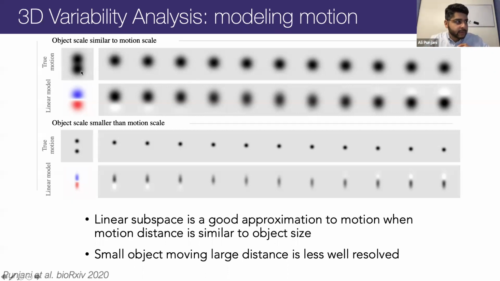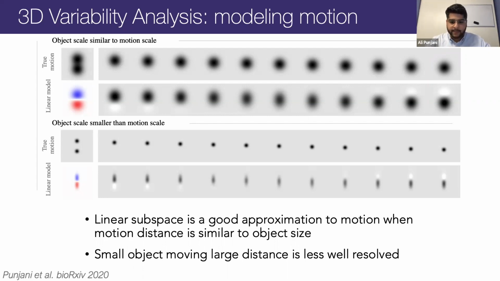So in the case of the first two black dots, we have a motion distance that's about the same size as the object itself. You could also think of it as the resolution of the object. And in the second case, we have a motion that's much larger than the object. And those are the two cases where 3D variability works very well to capture motion and where it doesn't. We'll come back to this as well in terms of what to do in practice when you're working on a real data set.